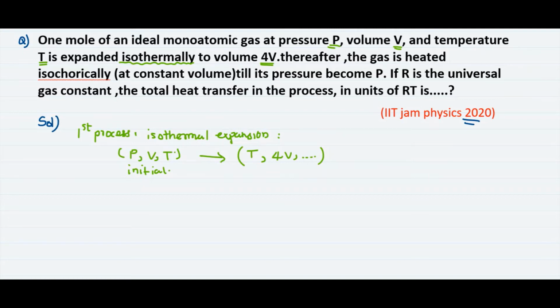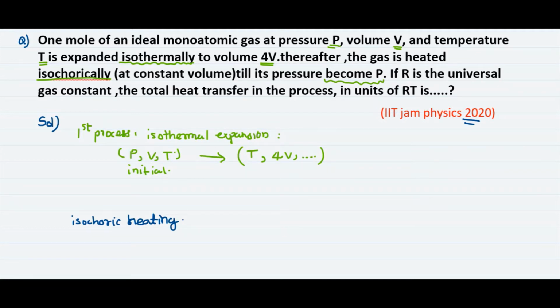Okay, so the gas after this process, isothermal expansion, is heated isochorically, means at constant volume. So the next process is isochoric heating till its pressure becomes P again. Okay, so second process is isochoric heating.